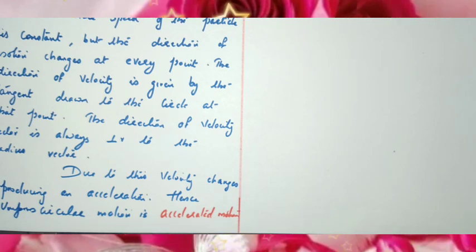Now why is it called uniform? The word uniform refers to the speed. Magnitude of velocity remains constant, isn't it? Hence the speed remains constant. It is called a uniform motion, uniform circular motion. Clear, children?